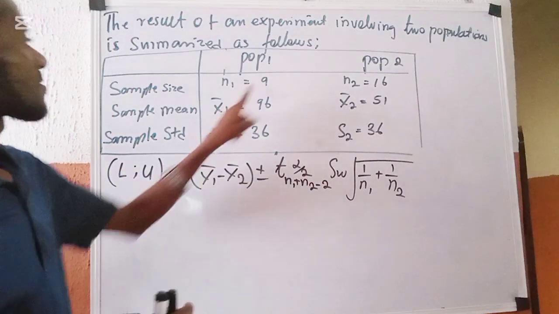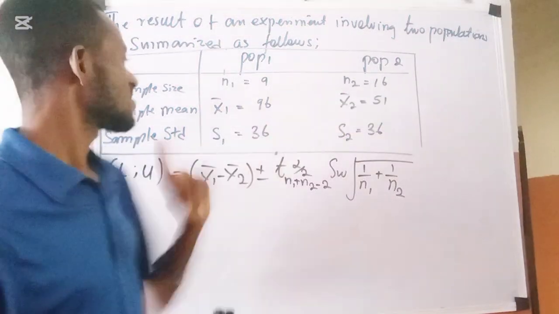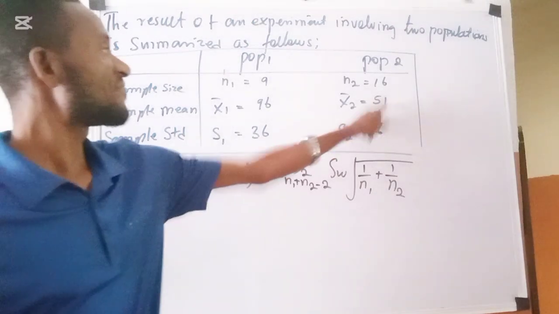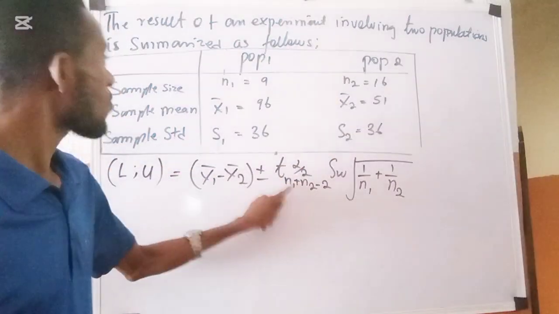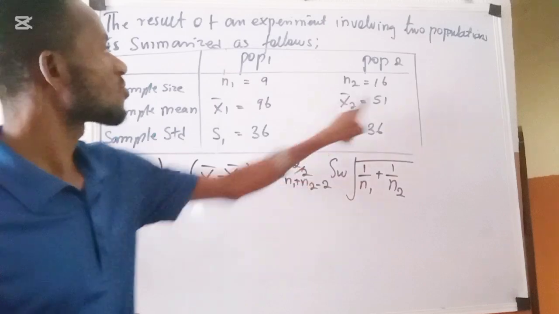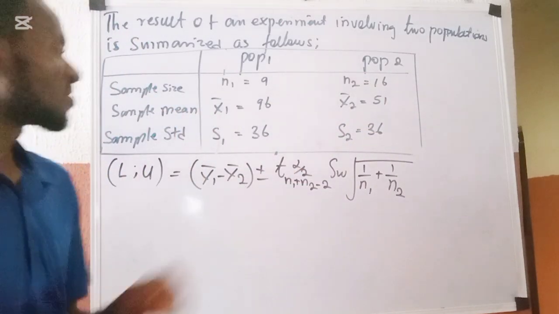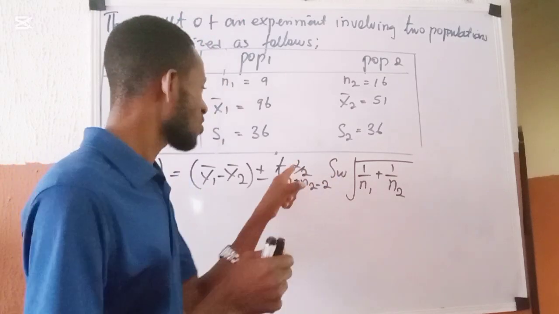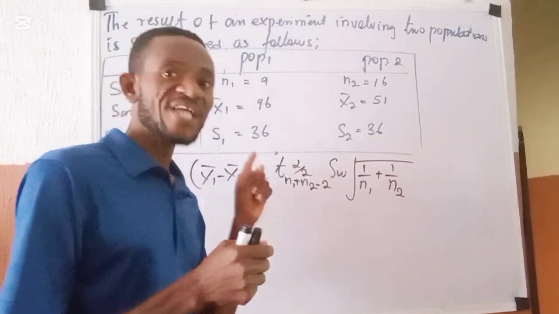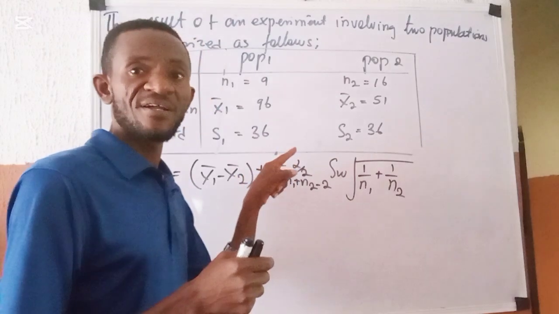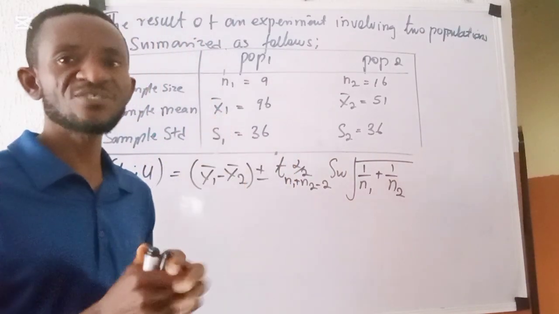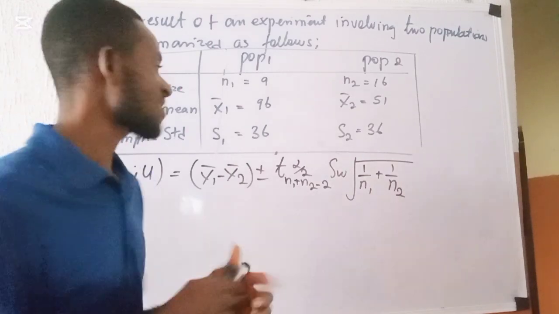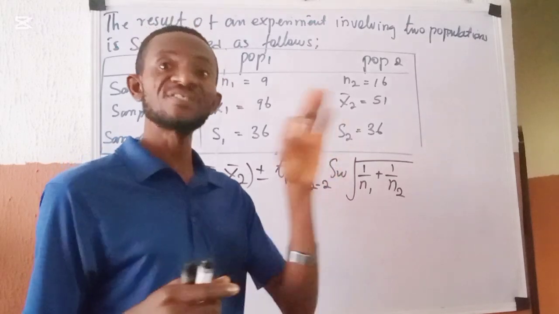Now you know x bar 1, 96. You know x bar 2, 51. You know n1 to be 9. You know n2 to be 16. The only thing that is going to pose a challenge here is that you don't know S_w, and you don't know alpha. But because they ask you to set up a 95% confidence interval, you should now know that your alpha is going to be 0.05.